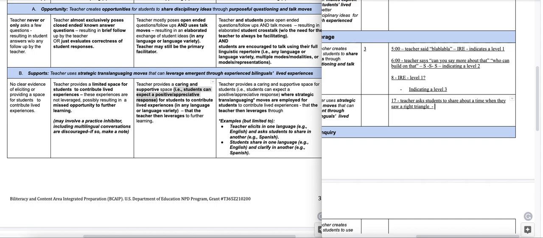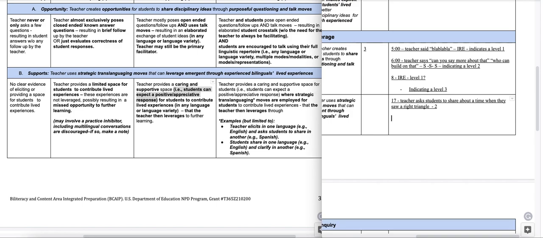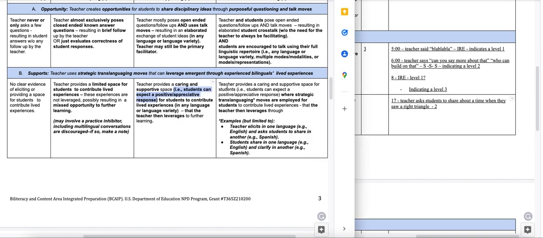If the student offers that thing and then the teacher is like, wow, that is so cool, and that's a perfect application of this idea of right triangles, who else can build on that? Has anyone else ever been to a construction site or anything like that? Really integrating it into the conversation, that might indicate a level 2. Okay, so then you're looking for level 3 evidence.